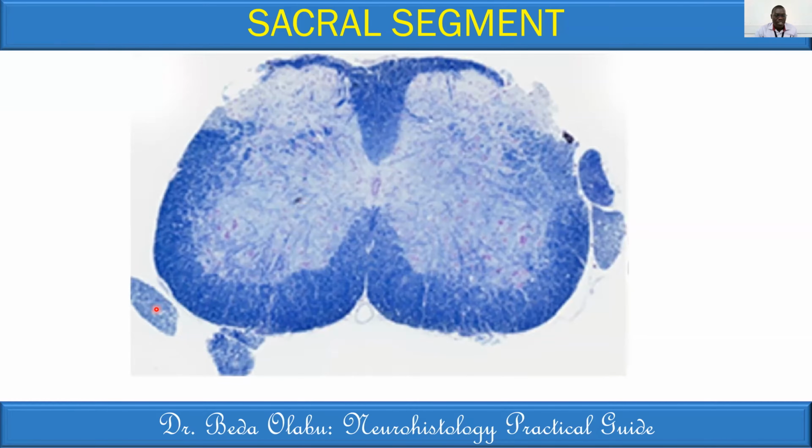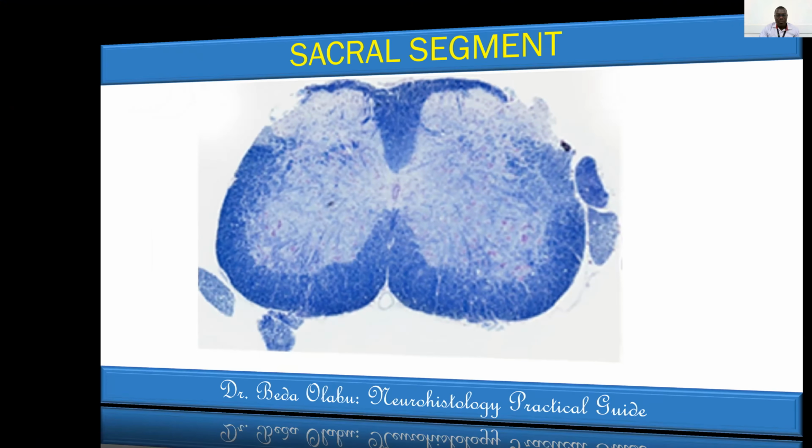We can see some collaterals. We can't really scream that there are a lot, but at least you've seen them. So we may not use that point to confirm that it's lower cord, but at least you've seen how they look. The most important thing here is the gray matter to white matter ratio. That tells you lower cord. This is the sacral segment. Okay, so those are the spinal cords.